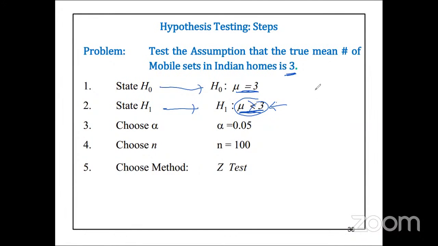But if I were testing this hypothesis in 2015, we know that there were very few mobile sets in every Indian home. So at that time, this hypothesis would have been suitable. So depending on the situation, you have to set the alternative hypothesis. Then I'll choose my level of significance. Suppose it is 5%. Now, to test this, I'll choose a sample. That means I'll go to 100 Indian homes and record how many mobile sets are there in each home. So I'll get 100 values.